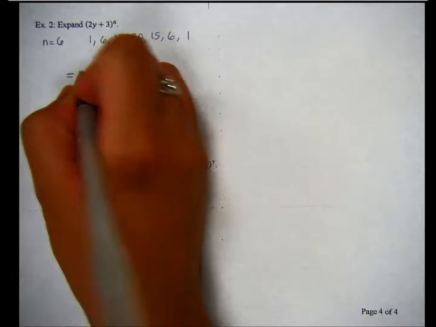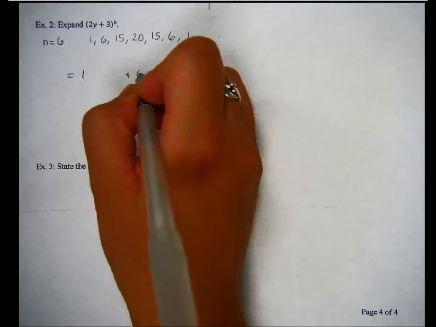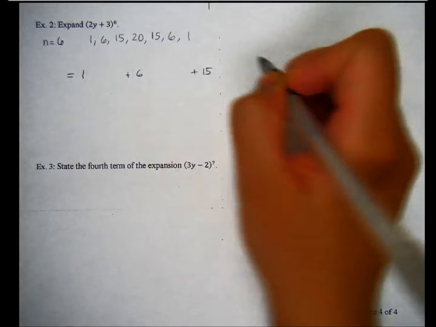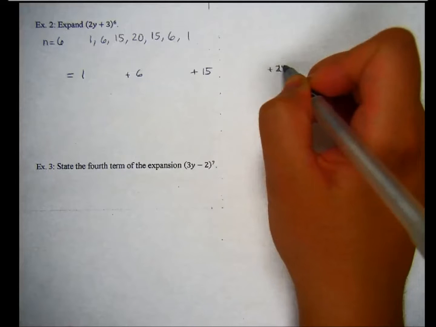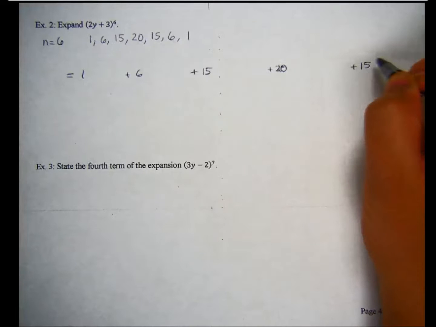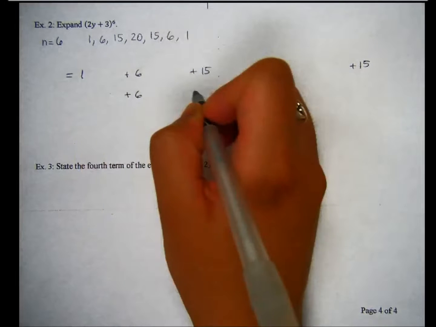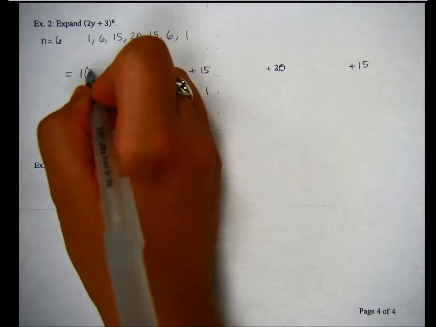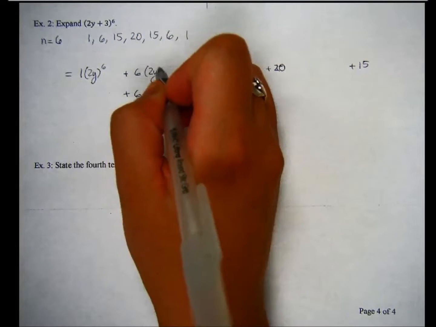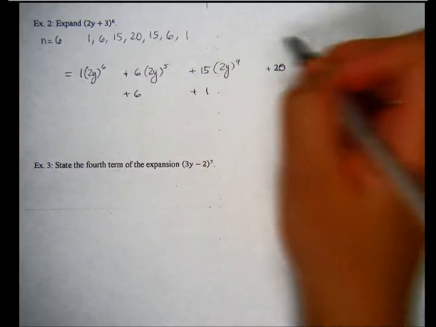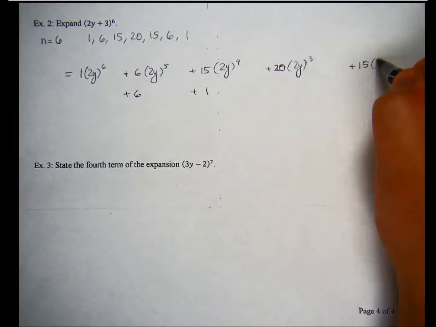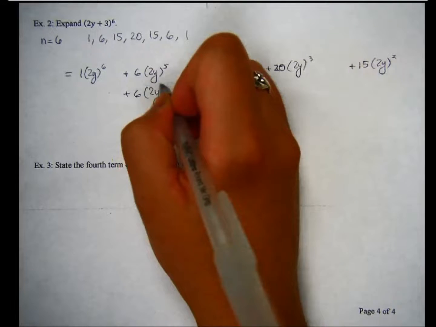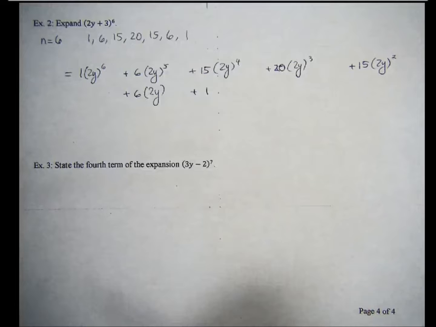So I'm going to just write in the coefficients first. Leave some space. And then I'm going to fill in my powers of 2y and powers of 3. So first with 2y: 2y to the 6, 2y to the 5, 2y to the 4, 2y cubed, 2y squared, 2y to the exponent 1, and the last term will not have 2y, because 2y to the power of 0 is just 1 anyway.